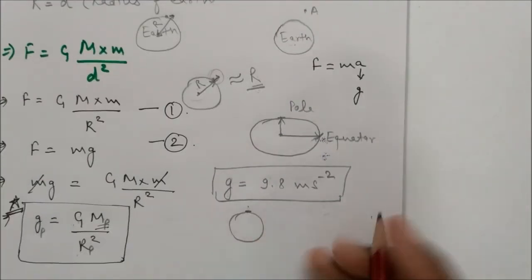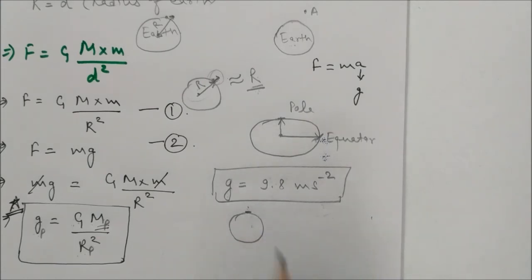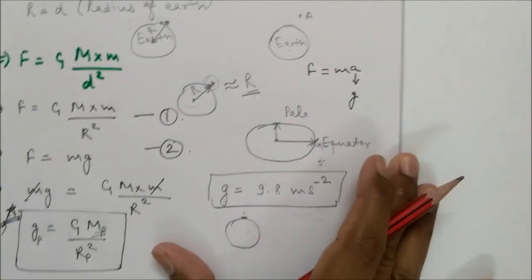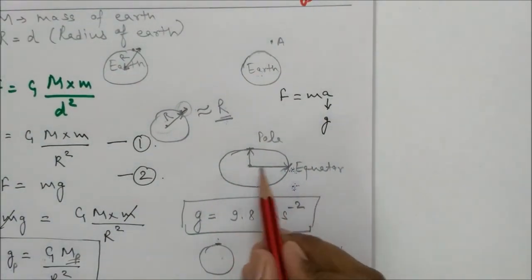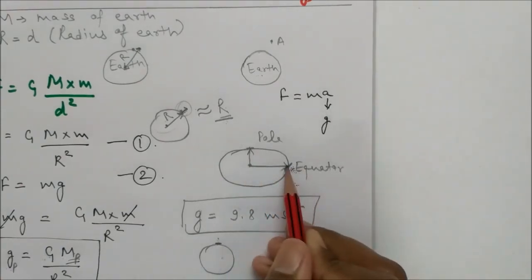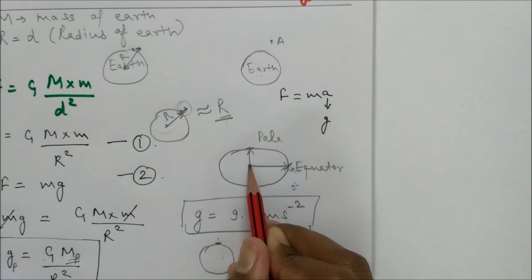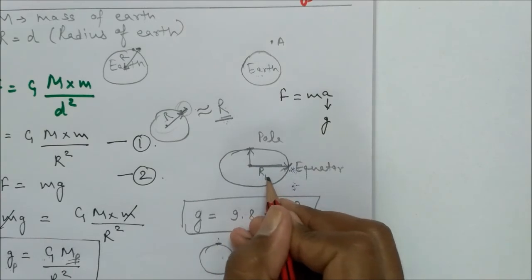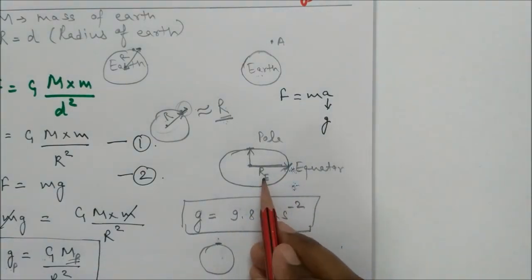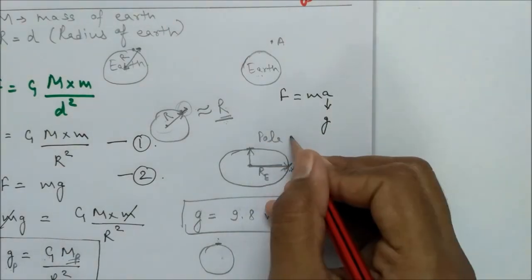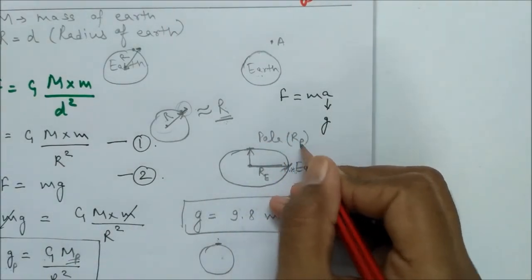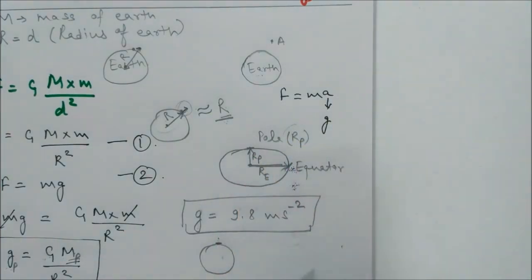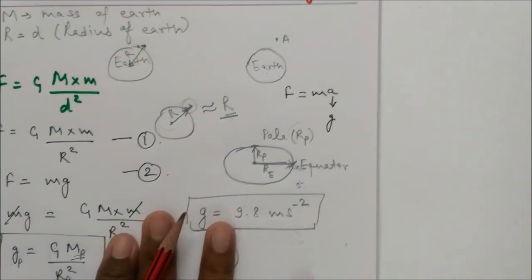How? We know that the earth is not a perfect sphere. It is a little bit elliptical in shape, right? If it is elliptical, then if the object is at the equator, we will take this radius, RE, the radius of the earth at the equator. And for the pole, RP, the radius of the earth at the pole. Both are not equal, so the value of g will not come out equal.